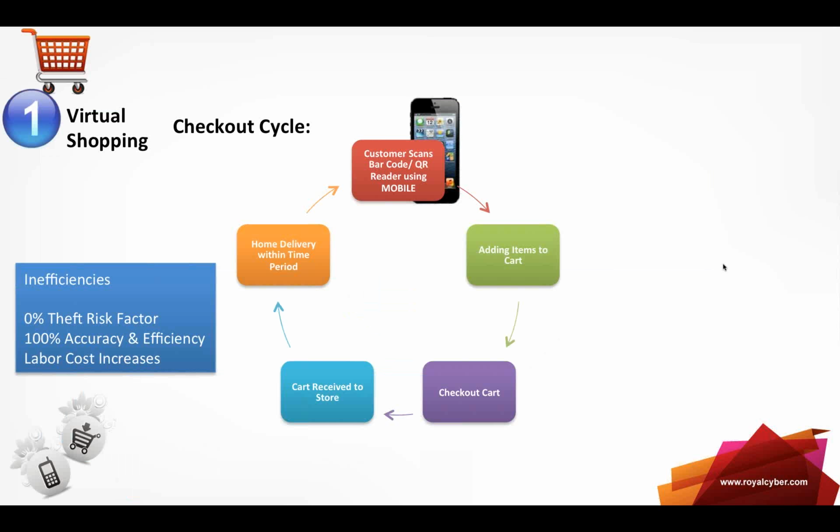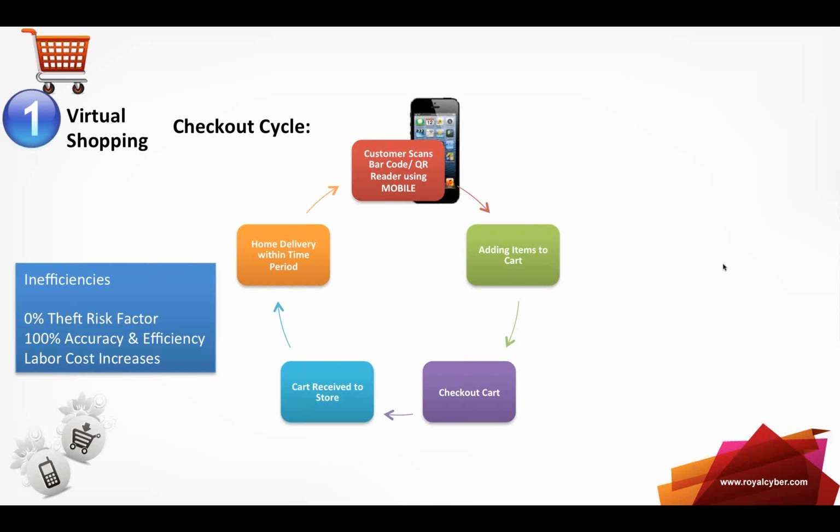So this slide here kind of shows you the overall life cycle of the virtual shopping checkout cycle. The customer scans the barcode or QR code reader using mobile. Then they add the items to the e-cart. Then they go through the checkout cart. The cart is received by the store.